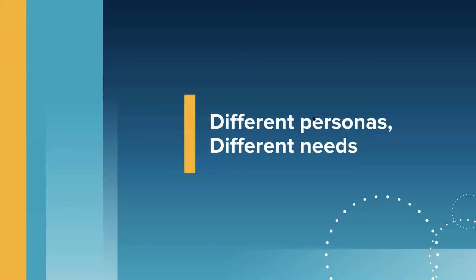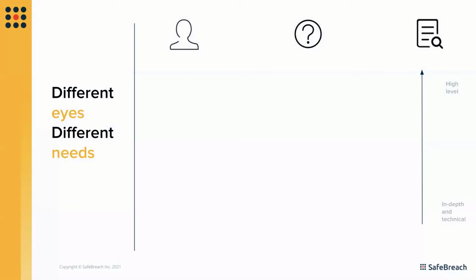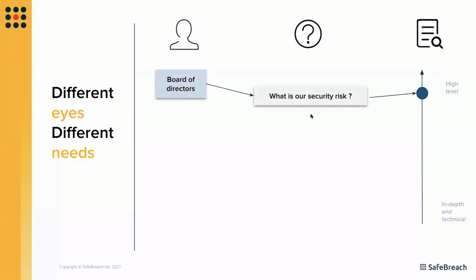Different personas, different needs. Not everybody looks at security the same way, and not everybody needs the same level of detail. Different eyes have different needs. When we talk about the personas, we talk about the questions that they might ask and what they would like to see on a specific report. For example, a board of directors could ask, what is our security risk? What is the impact of a specific threat that can emerge, and what kind of effect will it have on the business? For a board of directors that is not very security oriented or technical, a high level point of view is important.